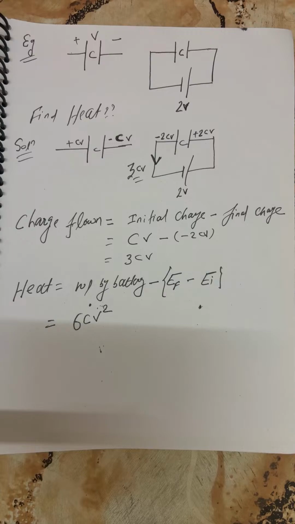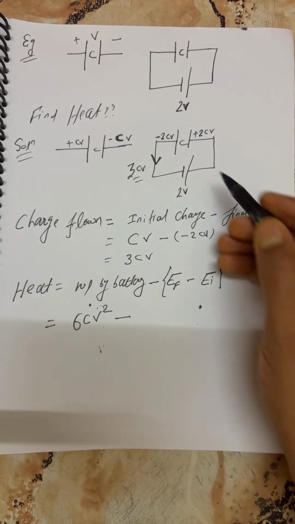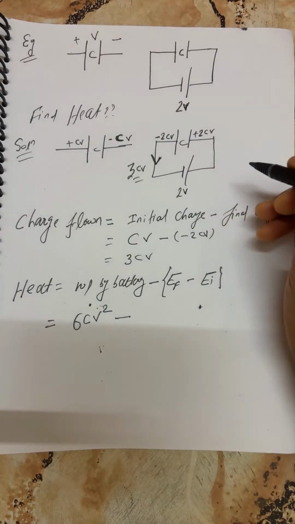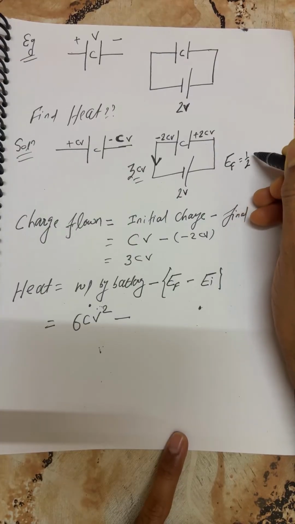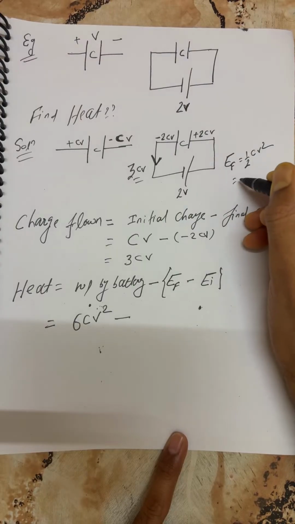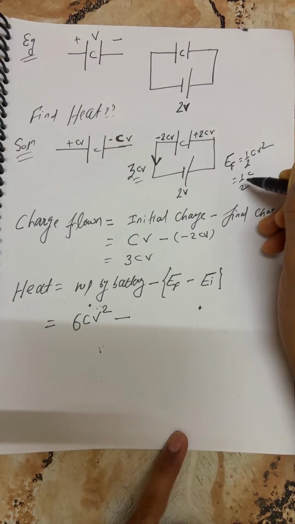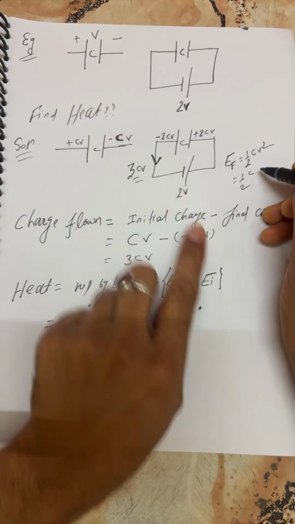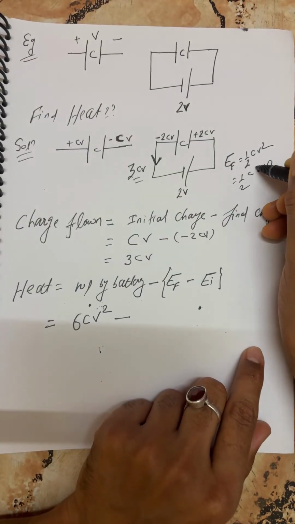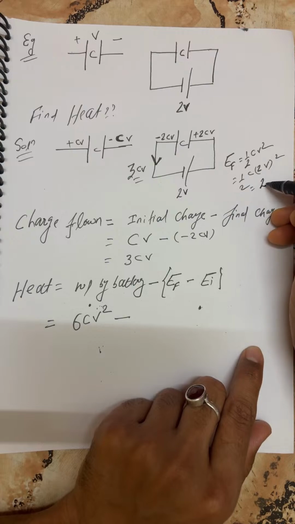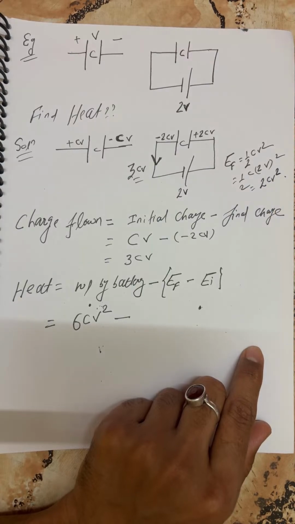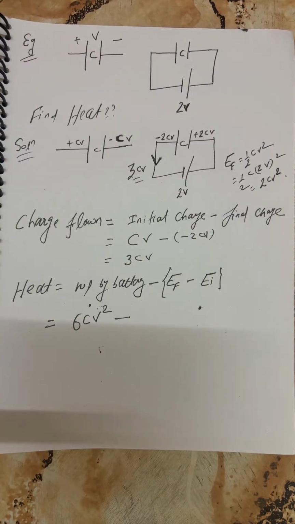6CV square. Okay, now what is energy final? You can say half CV square. So half, and C remains C. And what is V over here? 2V. 2V whole square. So you can say 4CV square by 2, and this is 2CV square.